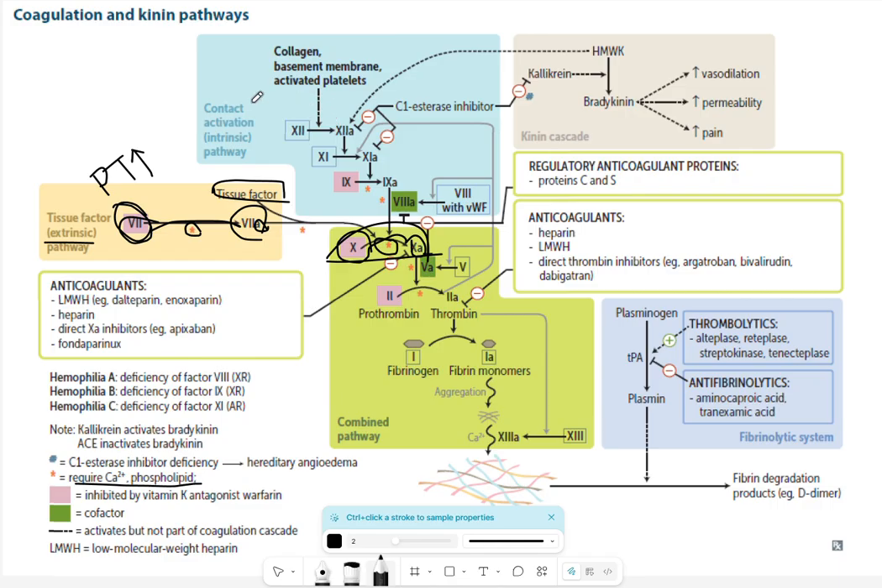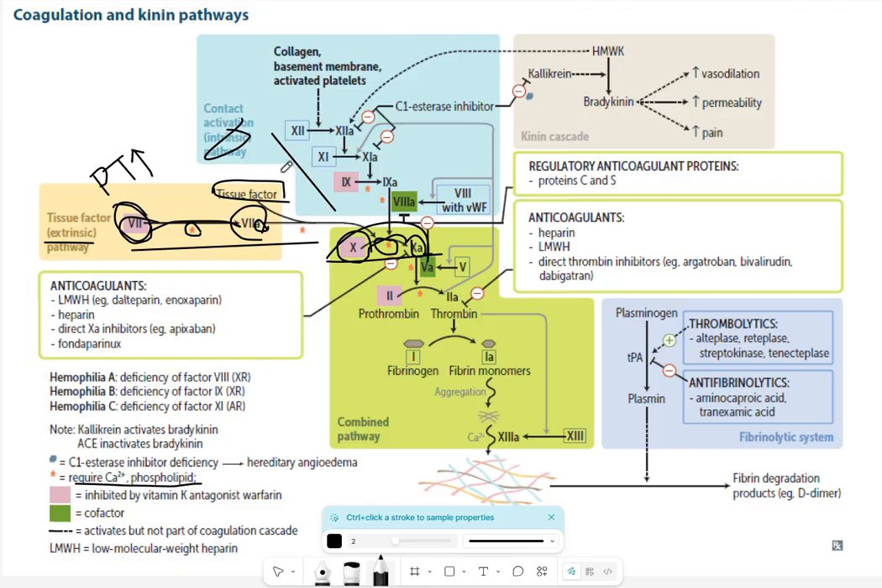Because you see that the intrinsic pathway also comes here, right? And this extrinsic pathway also goes here, right? So this is your common pathway. So when we give warfarin, this PT time, this prothrombin time increases, right? Okay, so this is extrinsic.